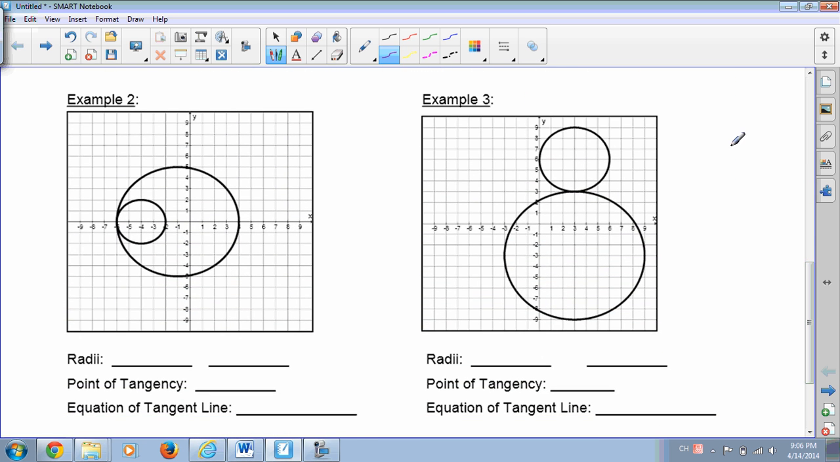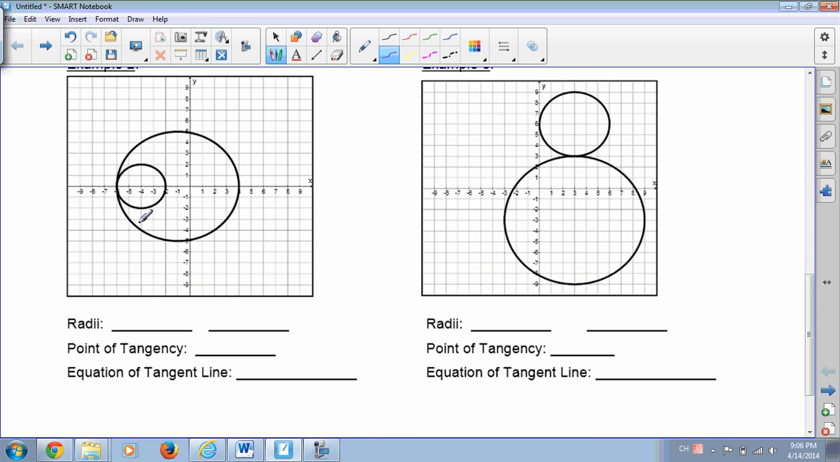Okay, examples 2 and 3 are just two circles. One of them is inside the other one. The other one only touches this circle at this point here. This one's outside of this one. This one is inside of this one. There's a specific name for this that you will learn in class.